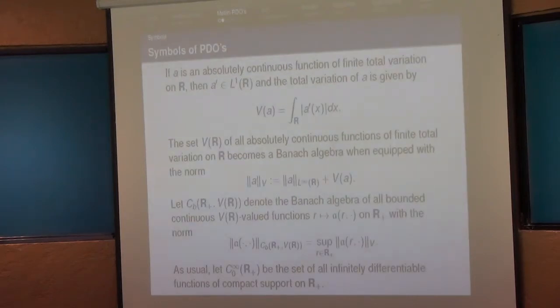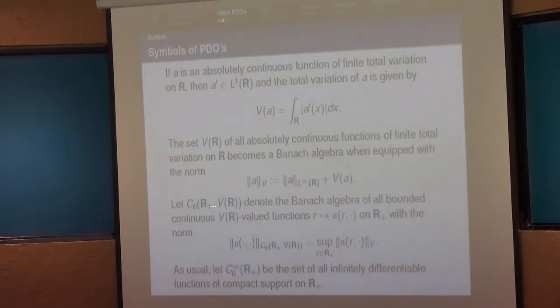Now, let us pass to pseudo-differential operators. This is the technique which lies behind such consideration, which was indicated before. If A is an absolutely continuous function of finite total variation on this half line, then we know that this derivative is of class L1, and the total variation gives the following formula. Let V of R be the set of all absolutely continuous functions of finite total variation on the real line. This is a Banach algebra if the norm is defined as the sum of the sup norm of the symbol and the total variation.